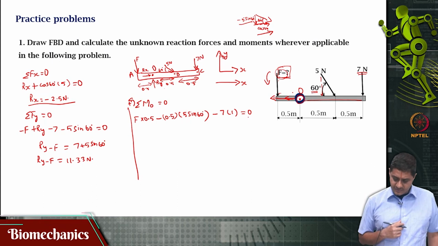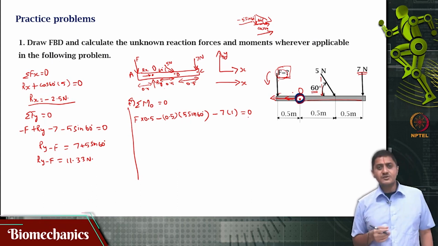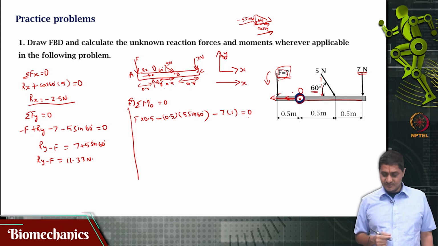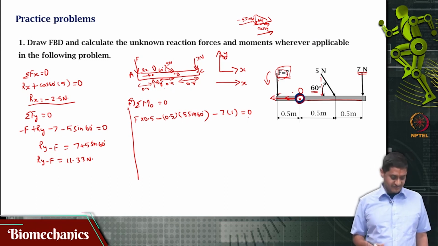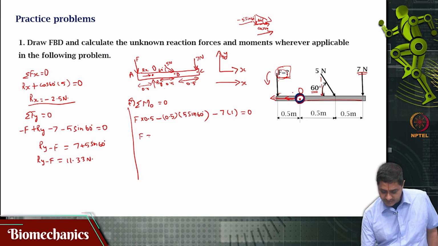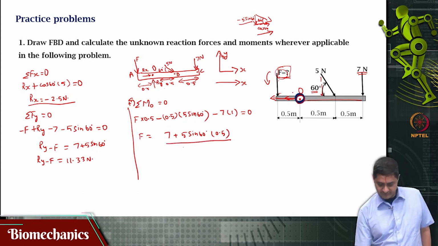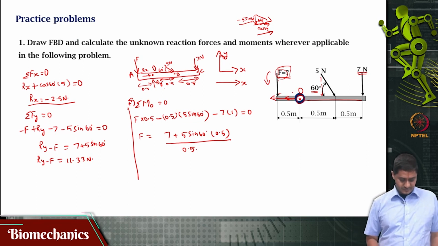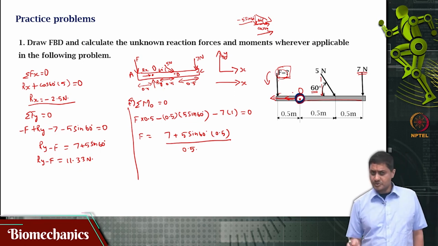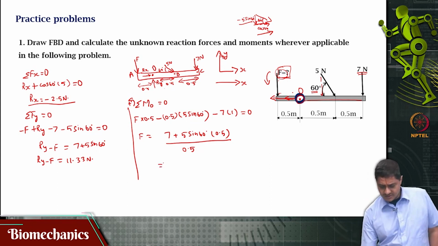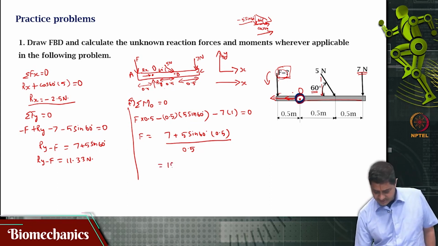Now, it seems to me like this equation has only one variable, is it not, which is F. I can simply solve for F using this. How? F is 7 plus 5 sin 60 times 0.5, the whole thing divided by 0.5, is it not? You can compute this using a calculator and you realize F is actually 18.33 newtons.